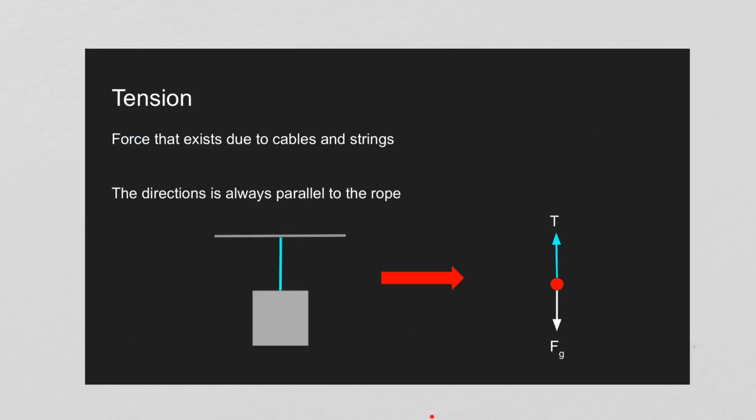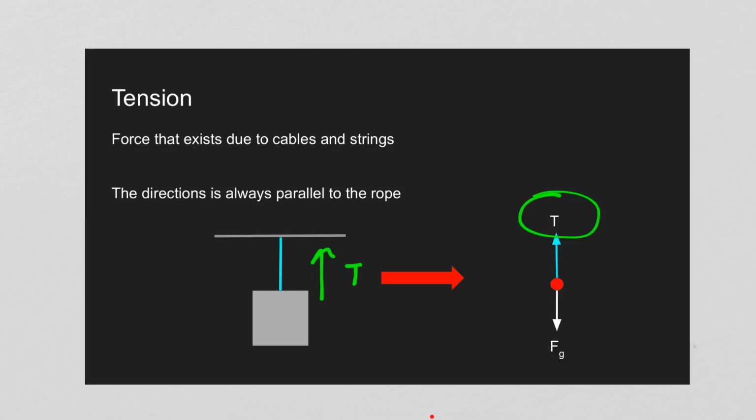Now let's talk about tension. All tension is just a force from cables or ropes. The important thing to know is that tension always goes along the rope, and it's always going to pull. You can't push things with a rope. It's really hard. I will mark it with the symbol T because I'm not that creative.